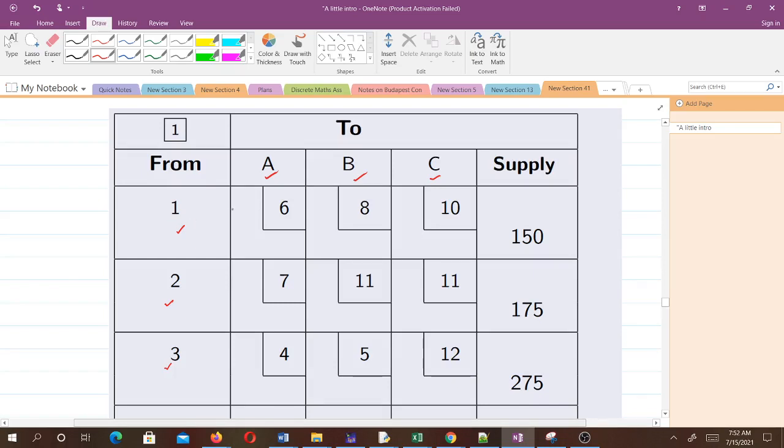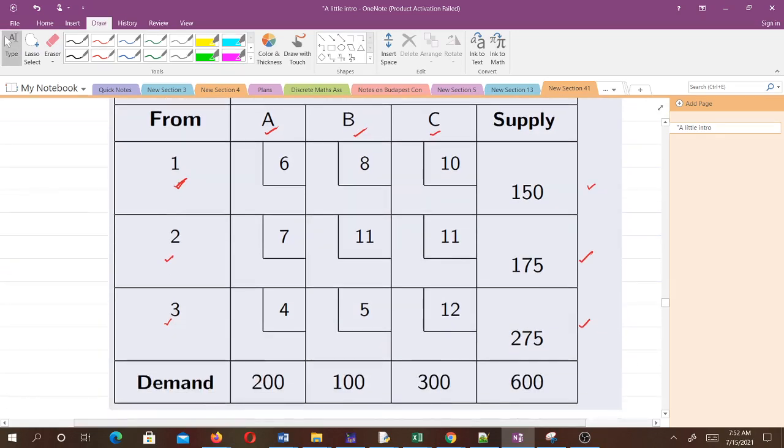Transporting a unit of the good from source 1 to destination A has a cost of $6. From source 1 to destination B has a cost of $8, and so on in the table. And there is the supply from source 1. The supply from source 1 is limited to 150. That of source 2 is limited to 175, and that of source 3 to 275. The demand at destination A is limited to 200. That of destination B is limited to 100. And that of destination C is limited to 300. You can see that demand and supply are both 600. So we have a balanced transportation problem, and we are going to solve that.